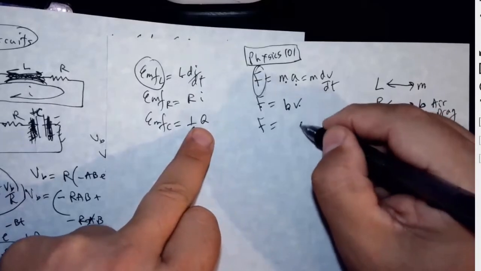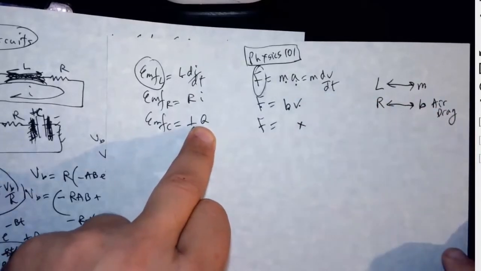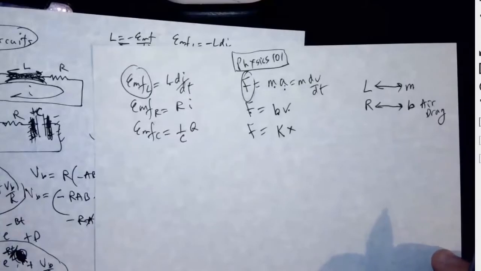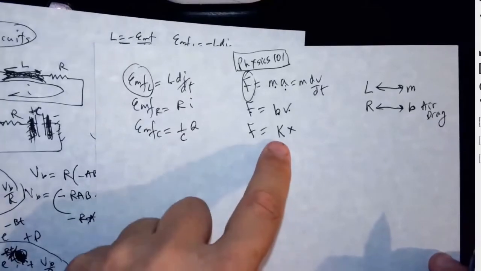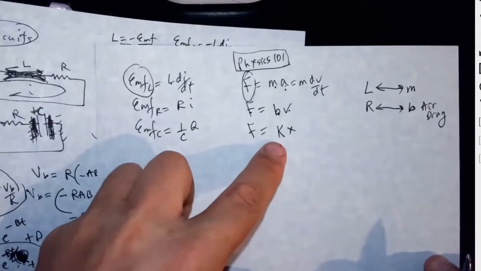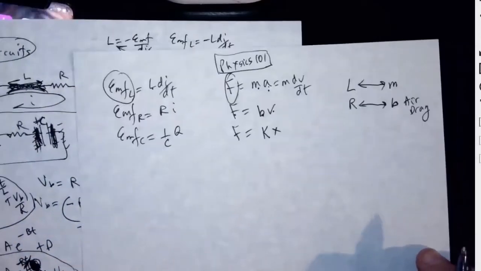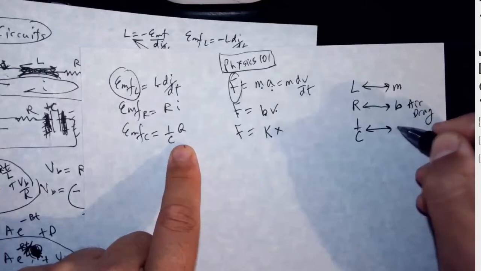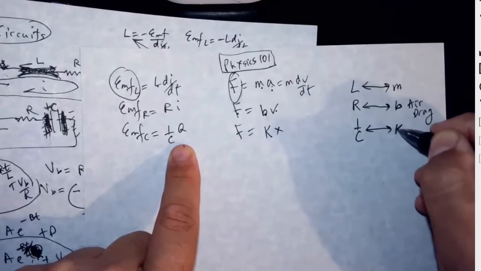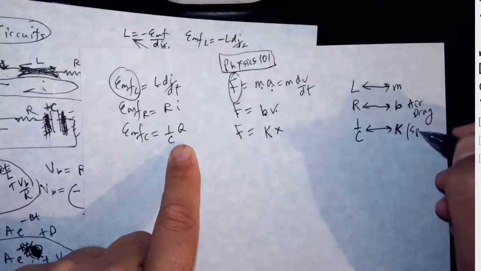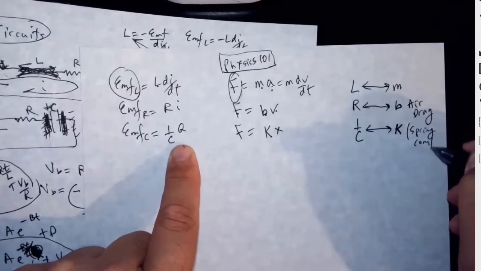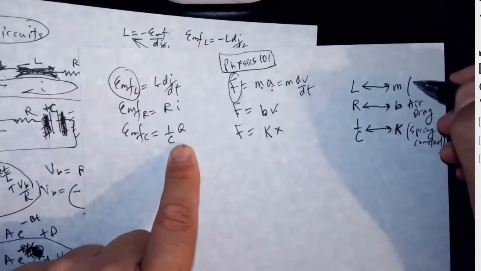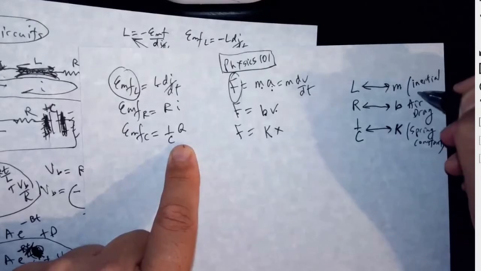Q is replaced by X. Okay, and then 1 over C is replaced by Hooke's law, the constant K of Hooke's law. What is that called? The spring constant of the spring, right? So therefore, 1 over capacitance is replaced by the Hooke's law spring constant. And this is inertial mass. Inertial mass.